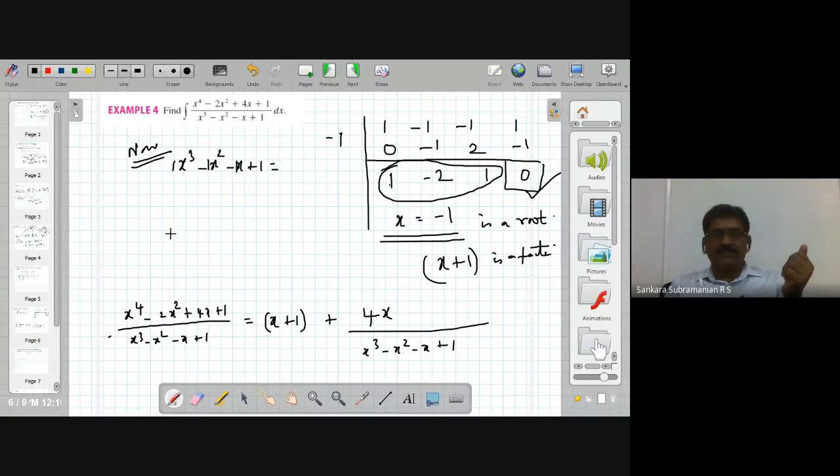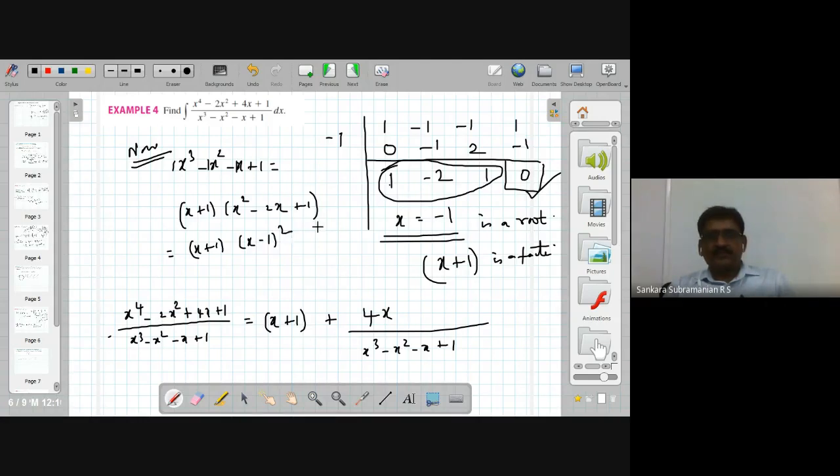So this is equal to x+1 into, since there is 1, write one degree less, x squared, then -2x, then the constant. So this is the way you have to do it. So this is x+1 into x minus 1 the whole square, because x squared minus 2ab plus b squared.